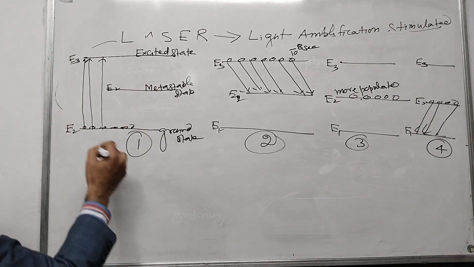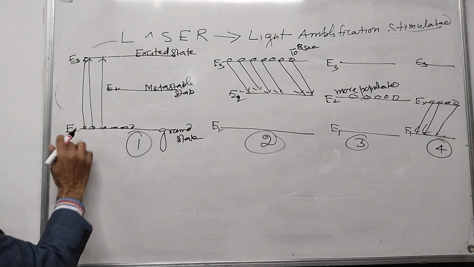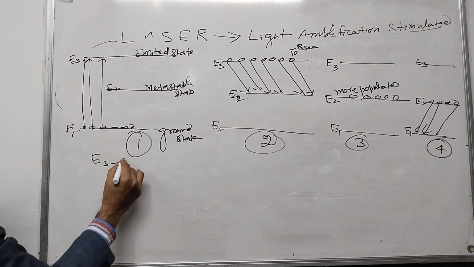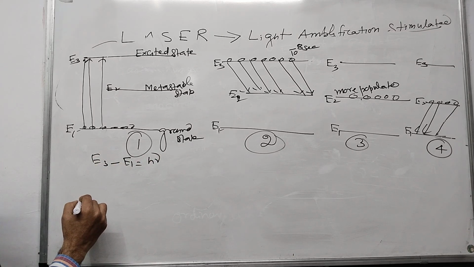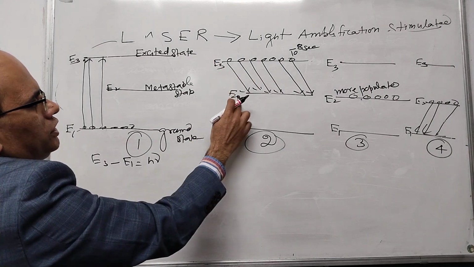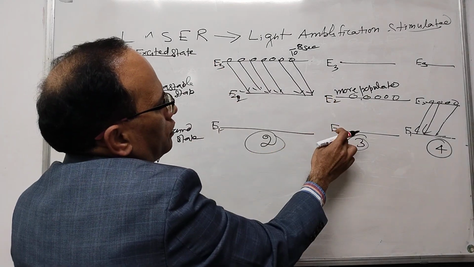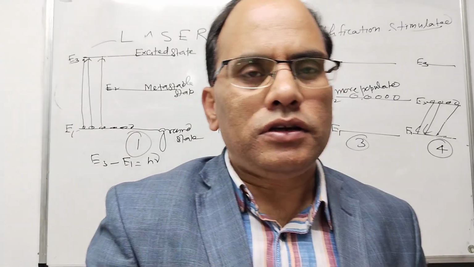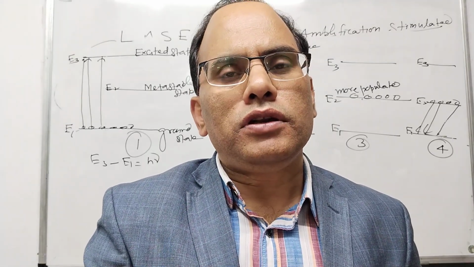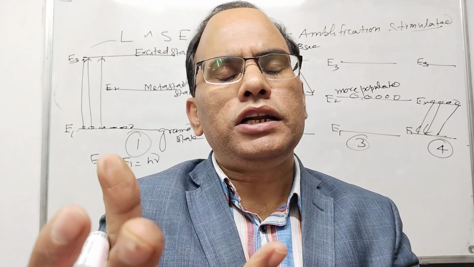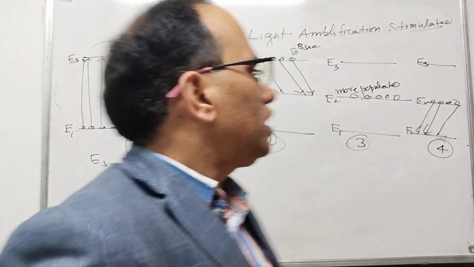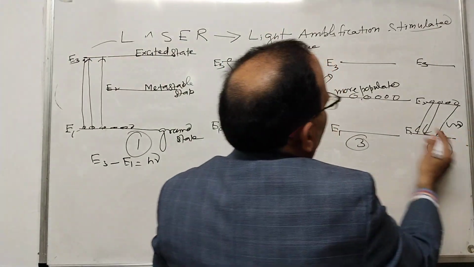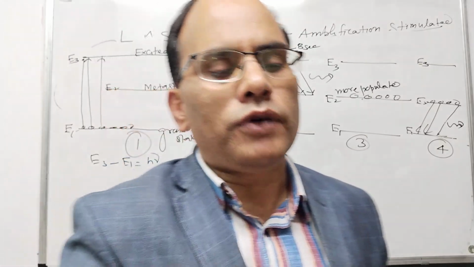Whenever there is a transition, here E3 minus E1 equals h nu. Similarly here, E3 minus E2 equals h nu. Here E2 minus E1 is h nu. What is important is that whenever a transition takes place, it emits a frequency nu, either going from a lower to a higher state or from a higher to a lower state. So one photon is emitted from this side, and another from this side.